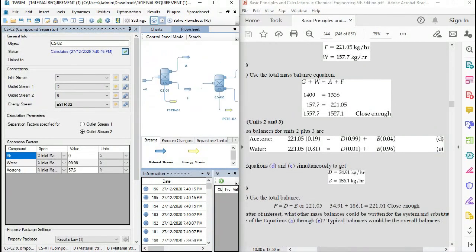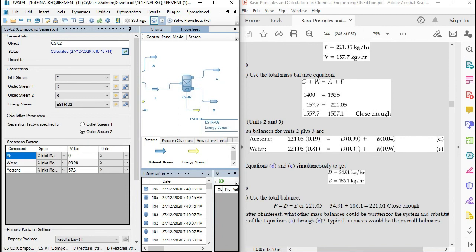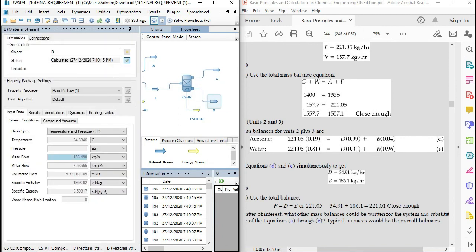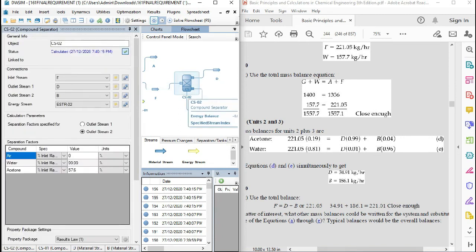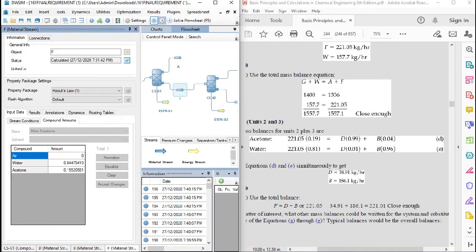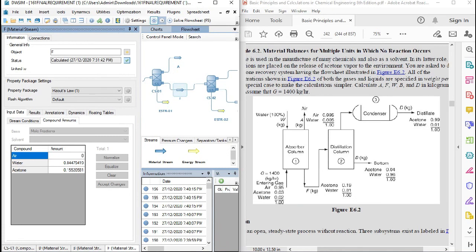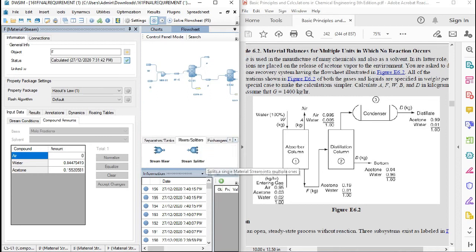The thing about the compound separator is we need trial and error in order to get the right mass flow, because the outlet streams in each of these compound separators, we cannot edit them. We cannot decide what should be in here, what should be in the air, how many amounts of air or water, like what is shown in the problem. So it's really hard.